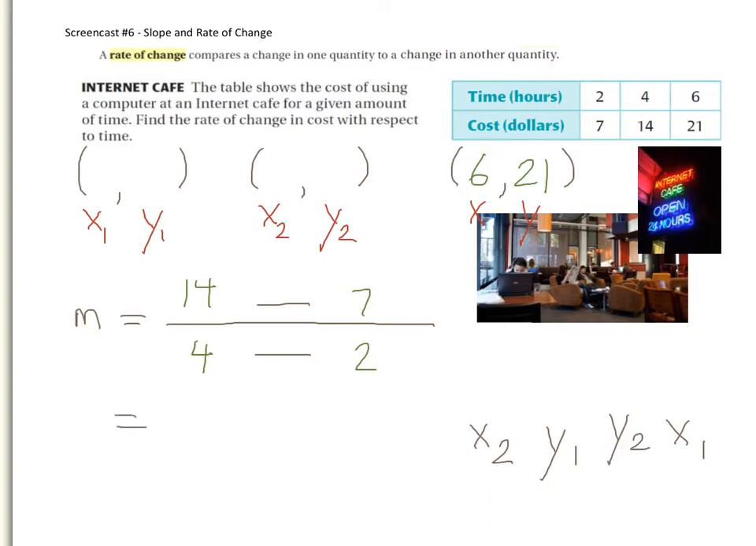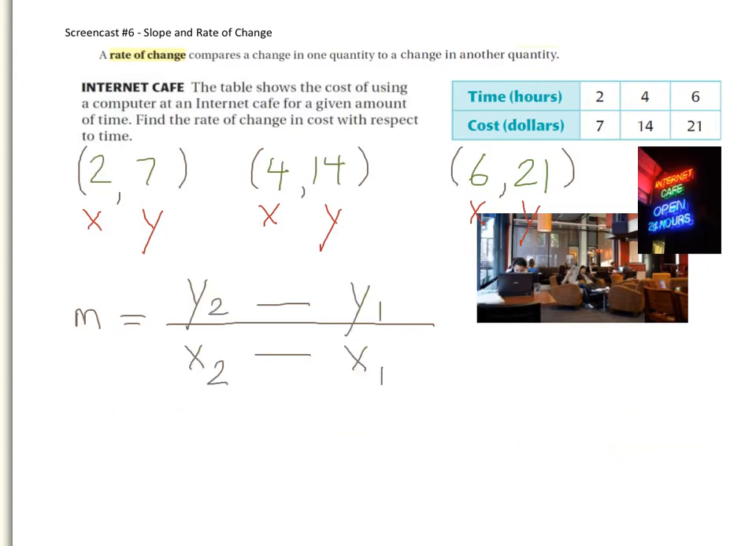That's not so bad. 14 minus 7 is 7. 4 minus 2 is 2. So we have 7 over 2. Well, because this is a rate of change, it's a real world problem, we are always welcome to change that into a decimal. And that decimal is 3.5. All right, so we find out our rate of change is 3.5. Now, what does that mean in the context of this problem? That's what we need to also determine, which we'll do in just a moment.